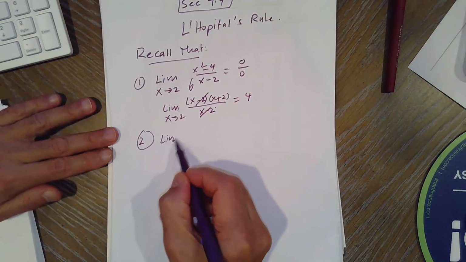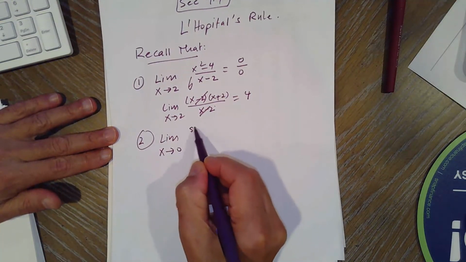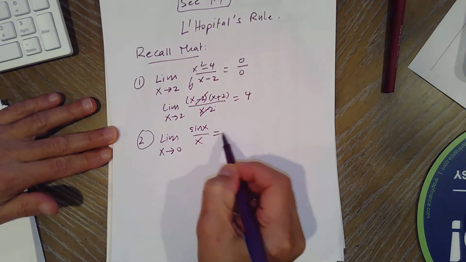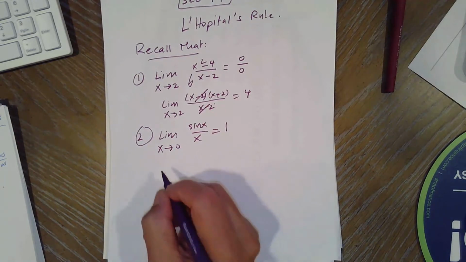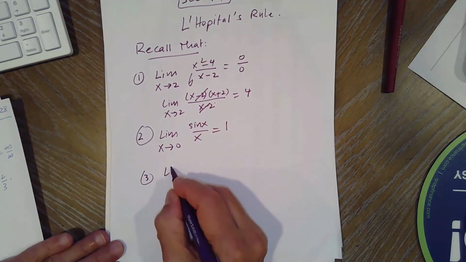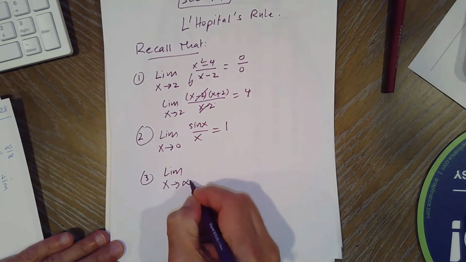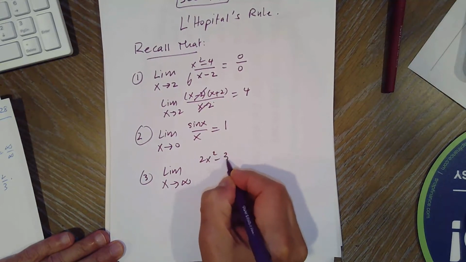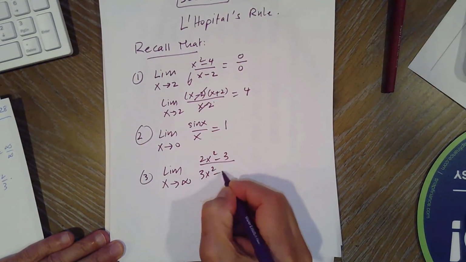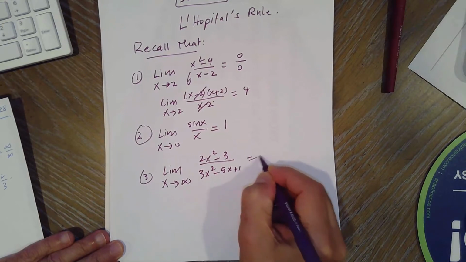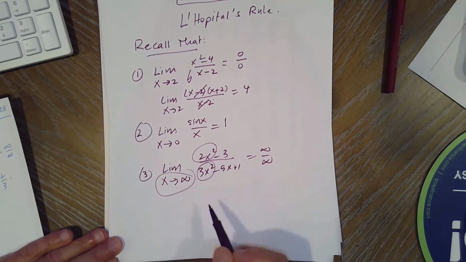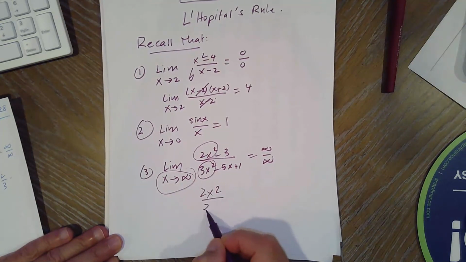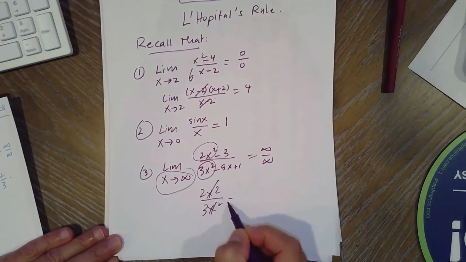Also, we did see that the limit as x goes to 0 of sine x over x is 1. I showed you that using the t-table. Also, when we have the limit as x goes to infinity of 2x squared minus 3 over 3x squared minus 5x plus 1, which is infinity over infinity, we said if x goes to infinity, we only do the leading terms, so 2x squared over 3x squared, which is 2/3.